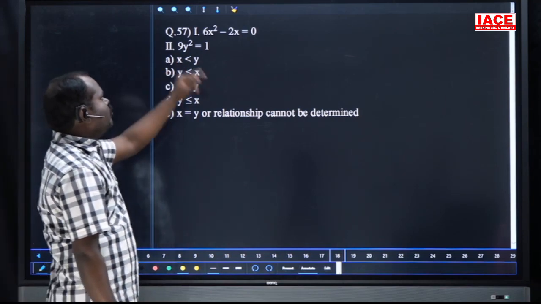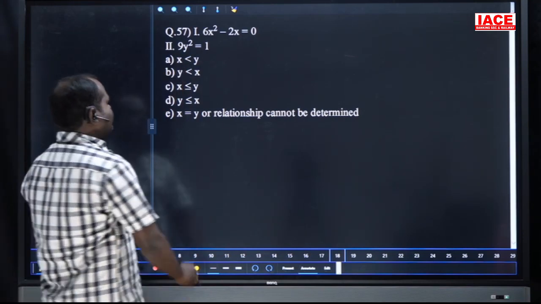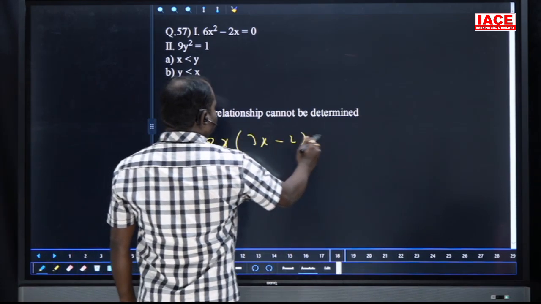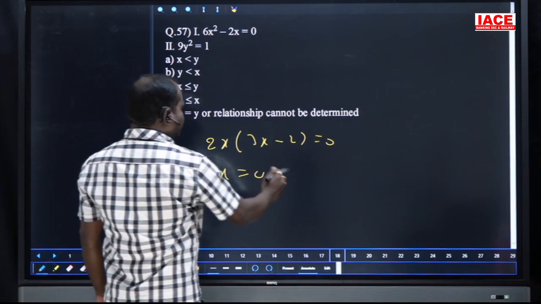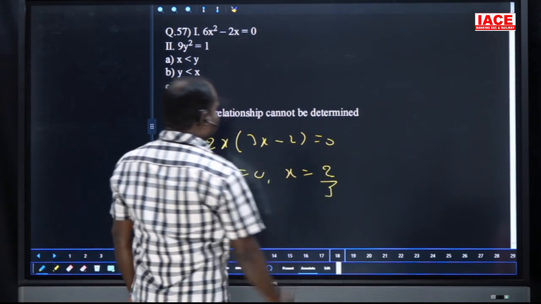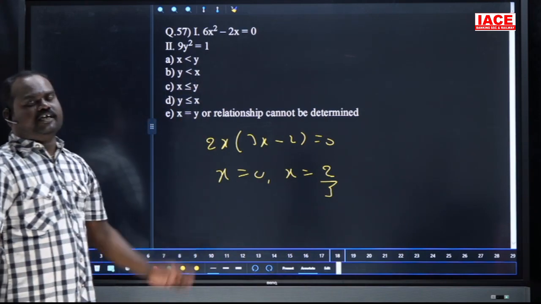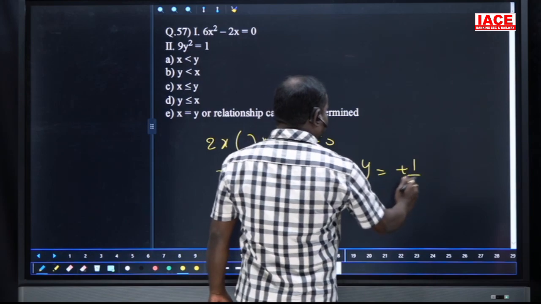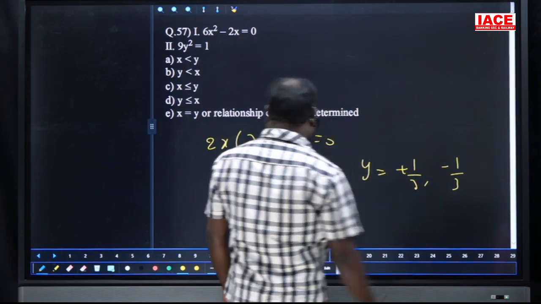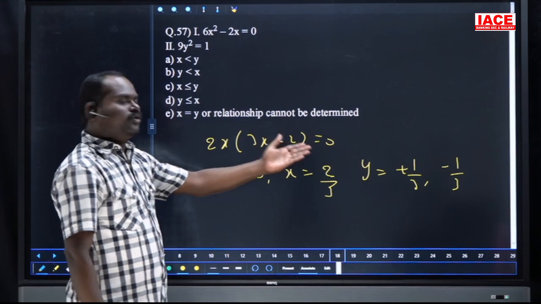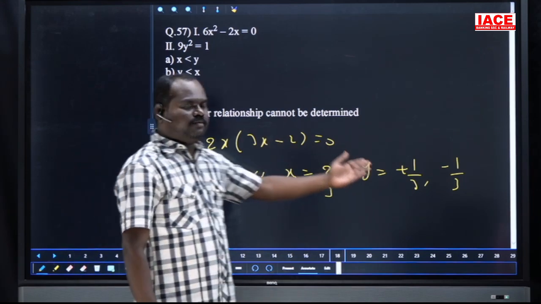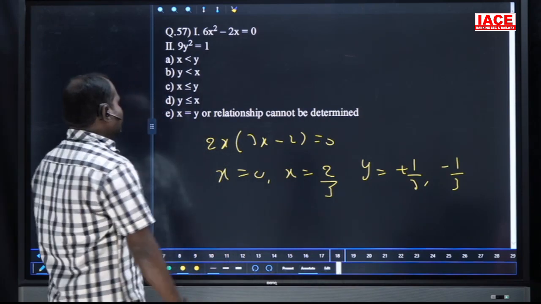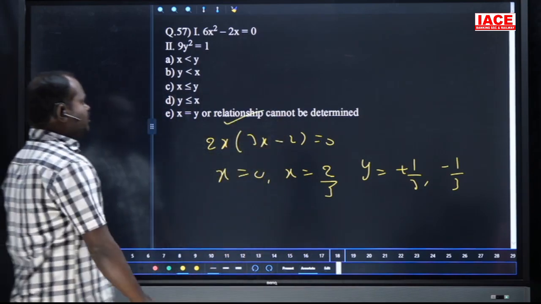Next, 6x square minus 2x. By taking 2x common, we get 2x(3x minus 2) equals 0, so x equals 0 and x equals 2 by 3. Then 9y square equals 1, so y square equals 1 by 9, y equals plus or minus 1 by 3. Compared to 1 by 3, 0 is lesser, and compared to minus 1 by 3, it is greater, so we can't say the relation. The relation cannot be established. Next.